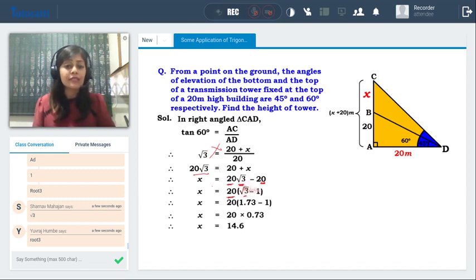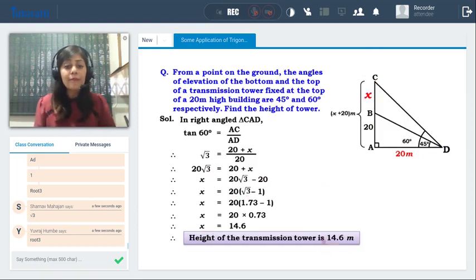Now is the time to substitute the value of root 3. 1.73 minus 1, which is 0.73. Just multiply, and there you go, 14.6 meters. Yes, so you have directly got the value of x. That means you have directly got the height of the transmission tower, which is 14.6 meters. Make sure you write your units everywhere. That means you write them here as well, and obviously here as well. All right, so make sure you write your units properly, you write your statements properly, and you should be getting full marks then. All right, any issues with this sum?